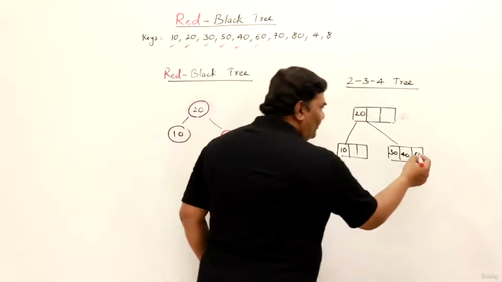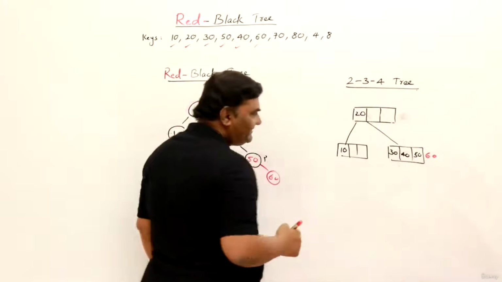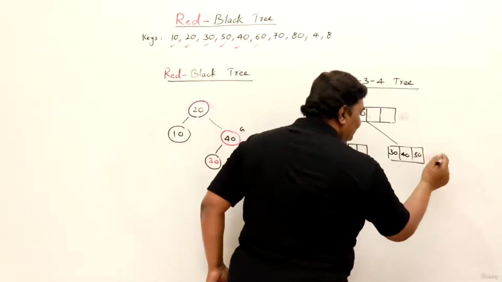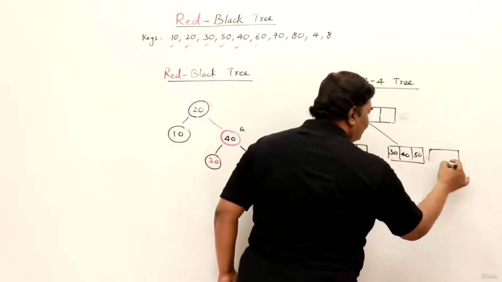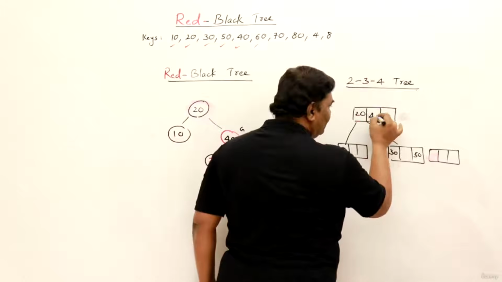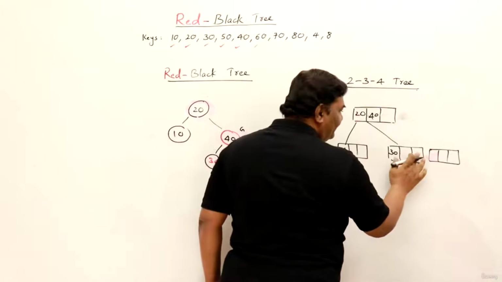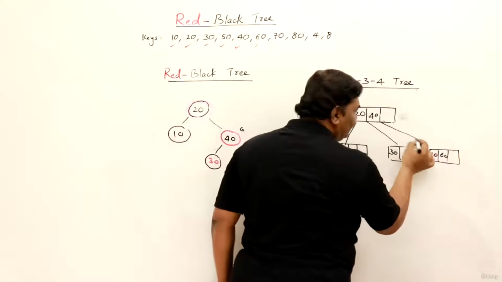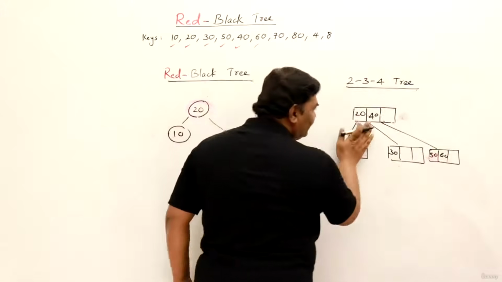Now what happens here? Let us see. When I want to insert 60, there is no space for 60. Then what to do? Split that node. Okay, split. Then after splitting, what happens? When we have split, 40 will go up, right? And 50 and 60 will go as the right child of 40. So this is how splitting will be done.